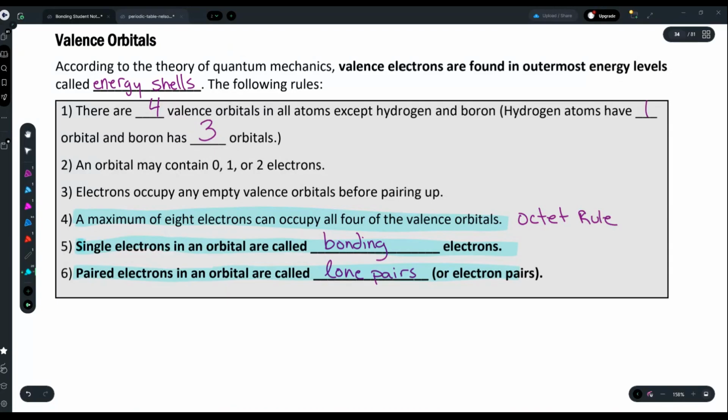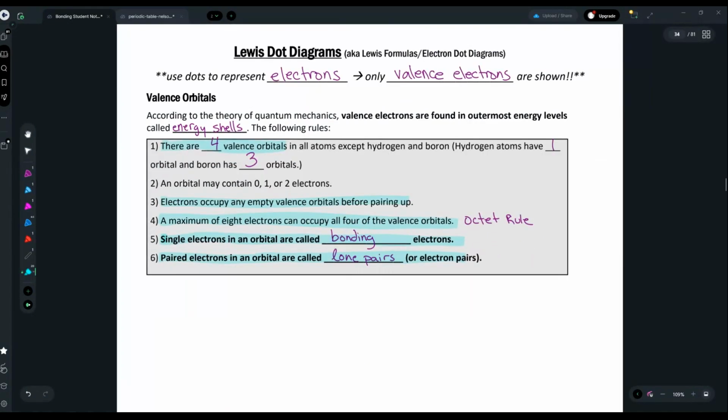And you should know that most atoms are going to have 4 valence orbitals. So the parts that I've highlighted are the most important parts. Make sure that you highlight them as well. And actually, I'm also going to highlight statement number 3. Those are the most important pieces coming from this.